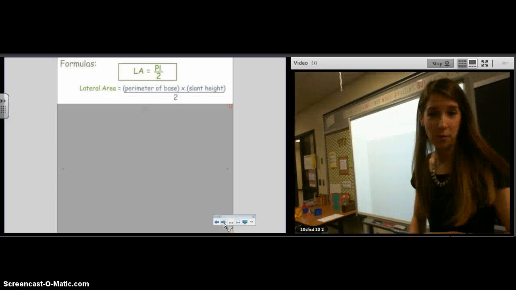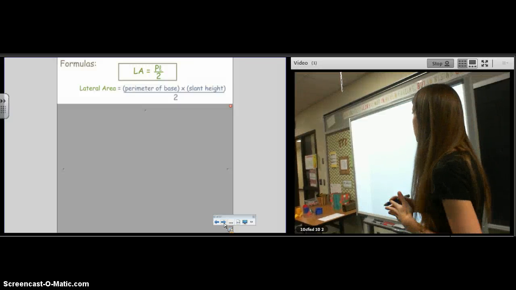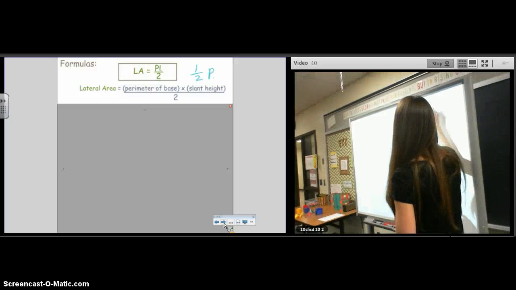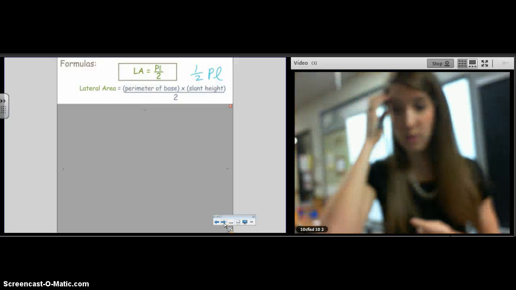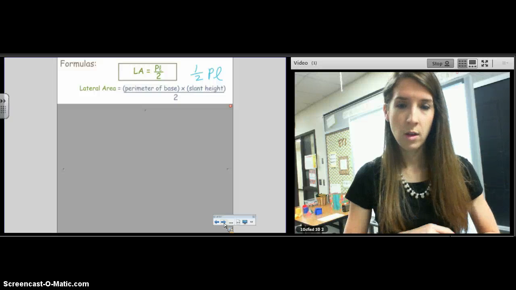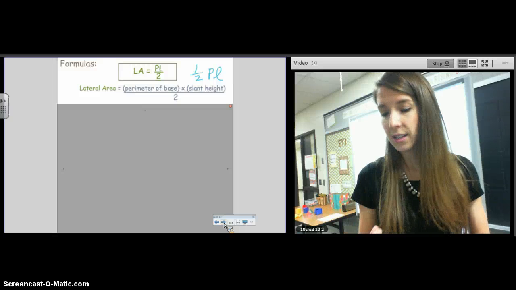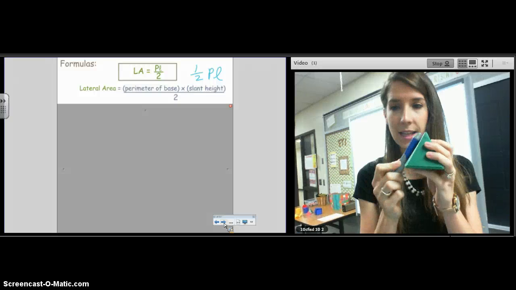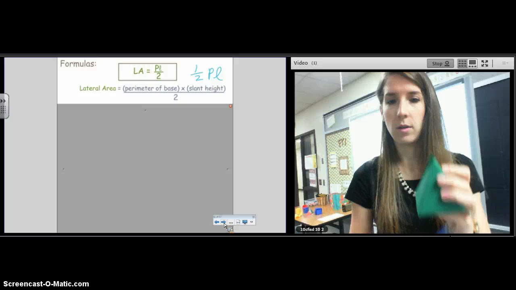Let's dive right into our formulas, obviously. This is on your formula chart. The lateral surface area of a pyramid is perimeter times slant height divided by 2, or 1/2 perimeter times slant height, because that's how they write it on the formula chart. So it's not the height. When you're finding the surface area, you are using the slanted height. You're using this one, not the one that goes through the middle. Okay?